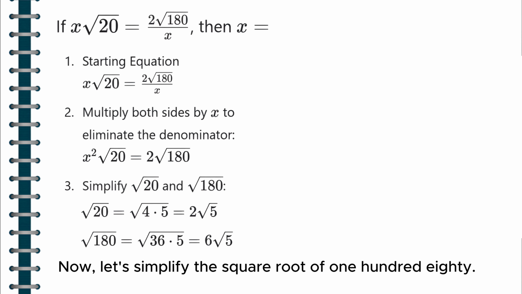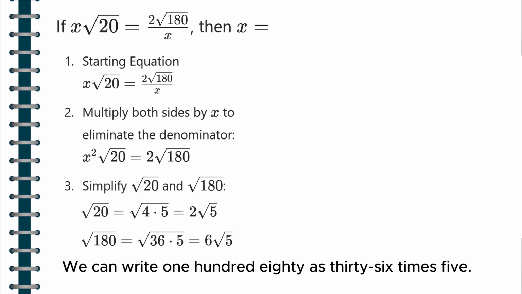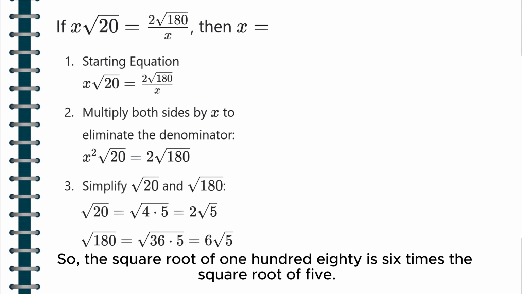Now, let's simplify the square root of 180. We can write 180 as 36 times 5. So, the square root of 180 is 6 times the square root of 5.